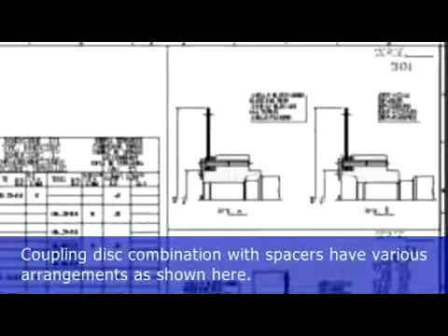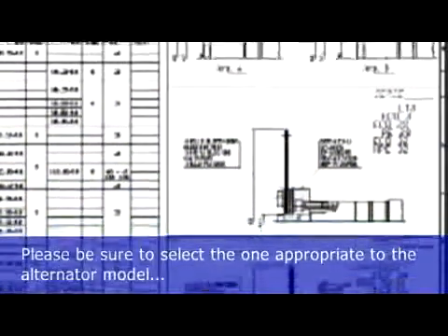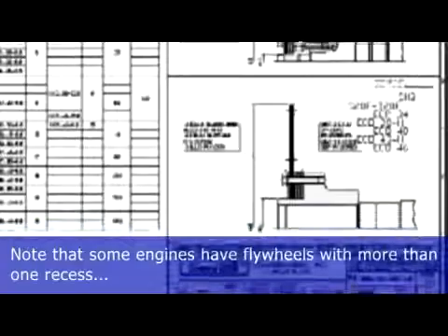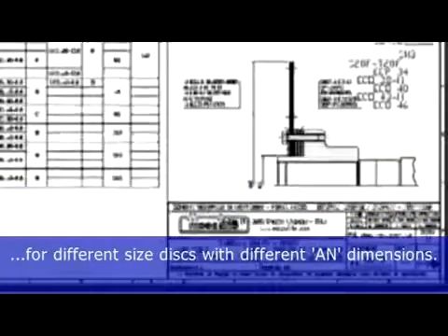Coupling disc combinations with spacers have various arrangements as shown here. Please be sure to select the one appropriate to the alternator model and the coupling disc arrangement selected. Note that some engines have flywheels with more than one recess for different size discs with different AN dimensions.